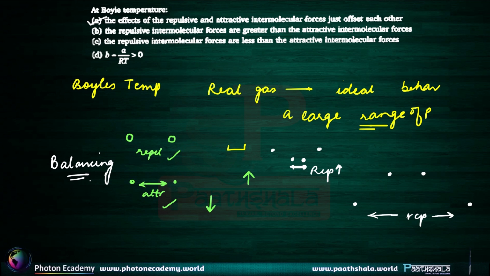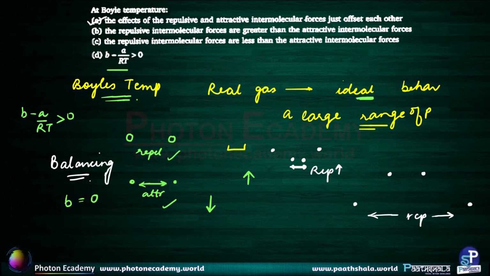Then talking about B minus A by RT. B minus A by RT is positive. No. If we are talking about the Boyle's temperature, it would mean that the gas is behaving ideally. So B would also be 0 and A would also be 0. So that the equation simply becomes PV is equal to nRT, that is the ideal gas equation, without any correction terms. So the only correct statement for this question will be statement A.